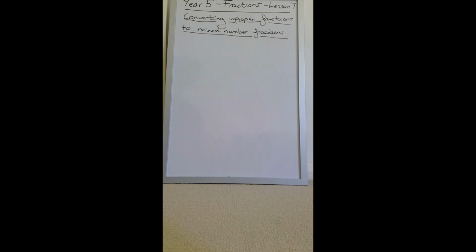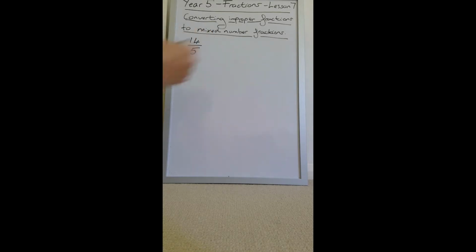Over the next few weeks, I'm going to be teaching you all about fractions. Today, we're going to be looking at converting improper fractions to mixed number fractions. So to begin with, I need to talk about improper fractions. If I was to write an improper fraction, I could write something like 14/5.